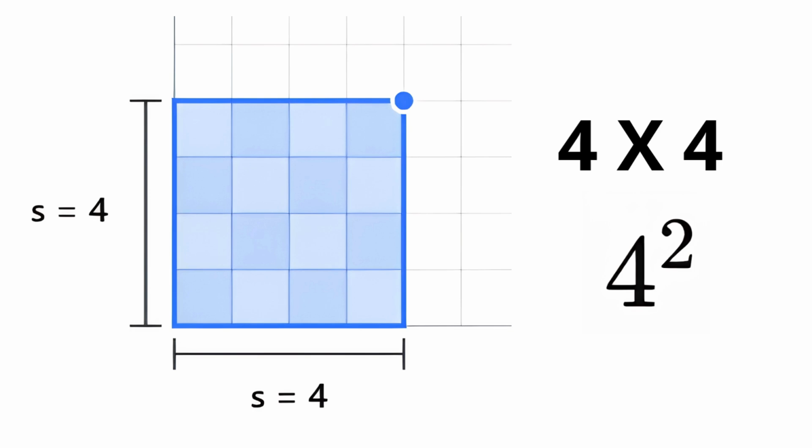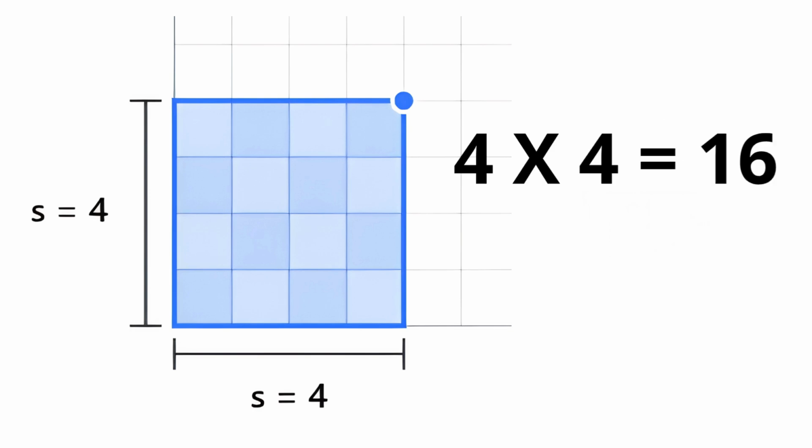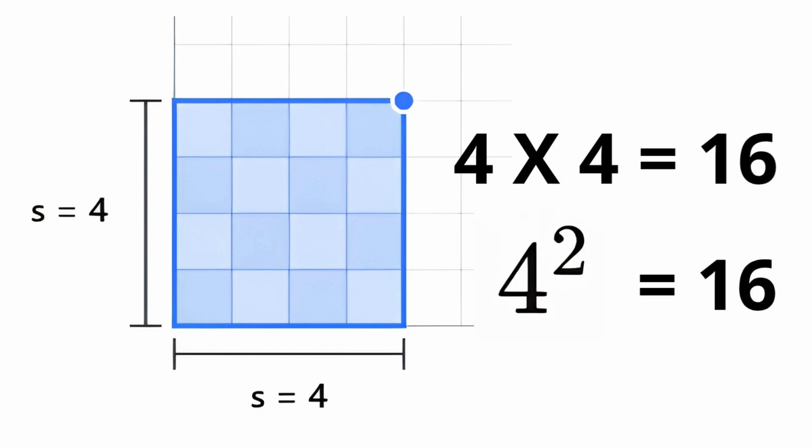For example, a 4x4 grid has 16 squares. 4 times 4 equals 16, and 4 squared equals 16. So remember, the visual model, the multiplication, and the exponent all represent the same mathematical idea.